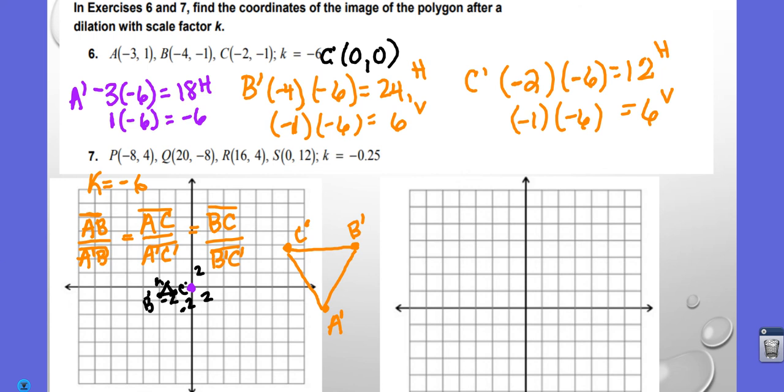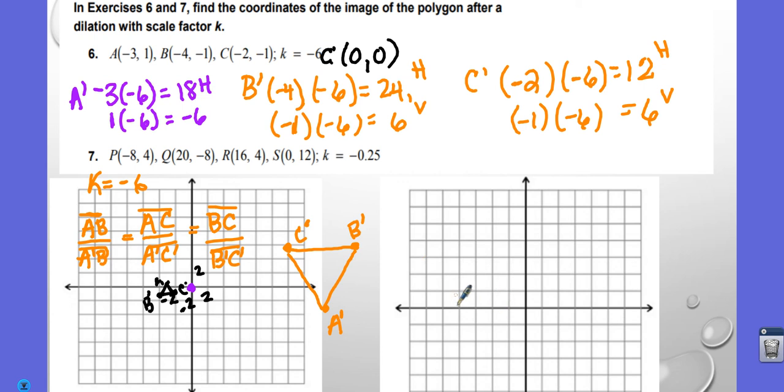So when your scale factor is a negative number, expect your picture to flip, but it's not going to change shape. It'll change size, of course, because that's what a dilation is. And this is an enlargement. Okay, let's go to the next one.